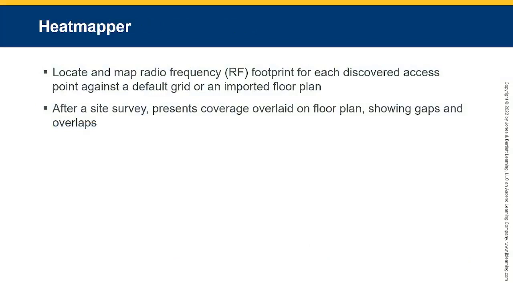You also have heat mappers. It locates and maps the radio frequency footprint for each discovered access point against a default or grid on an imported floor plan. After the site survey, the coverage is overlaid on a floor plan, showing gaps and overlaps. You could actually do this on your cell phone. There are lots of heat mapping software and apps. Download one, and I think you need to be connected to the network, and just walk around a building, and you can see the heat map of that network.